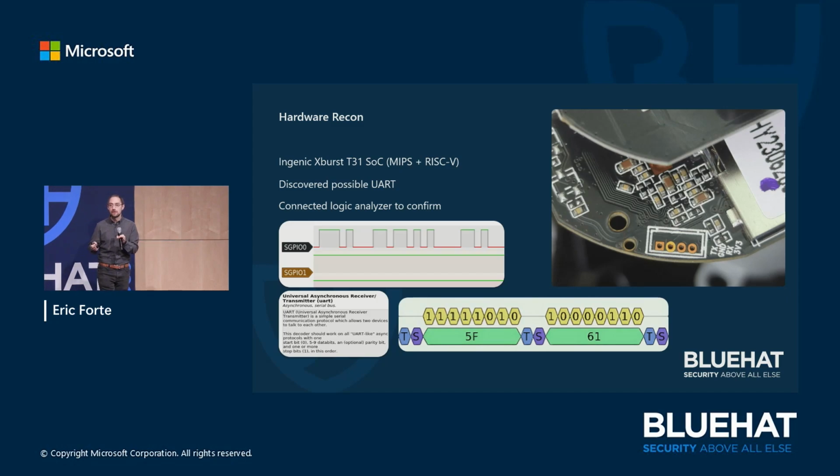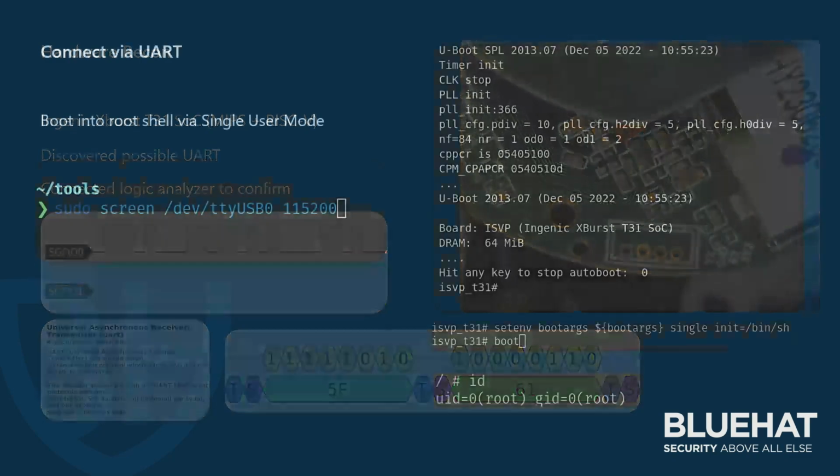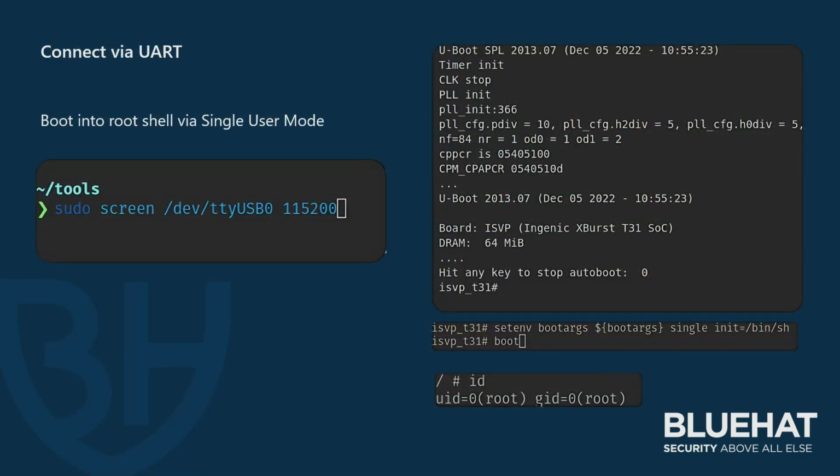But first, we're going to tear down the camera and see what we can find on the chip. One of the first things that stood out to us was this 4-pin connector shown on the right, which was possibly a UART connection. So we connected our logic analyzer to confirm. We can see the voltage output there, and when trying to parse it, it is indeed UART at a default baud rate. So we're going to go ahead and connect to it.